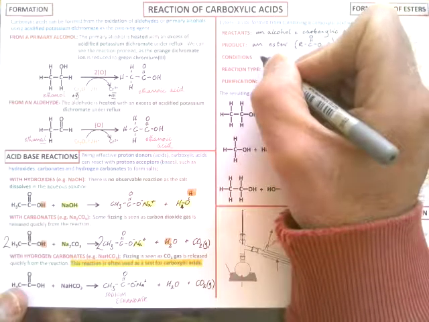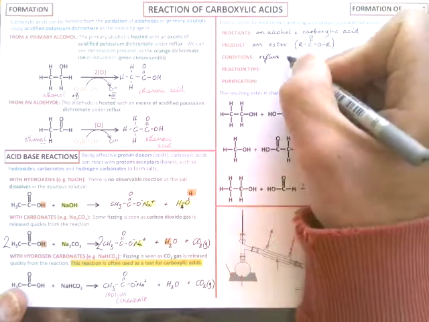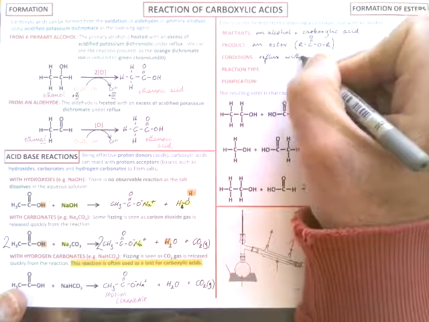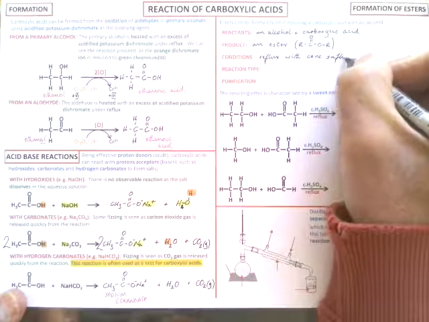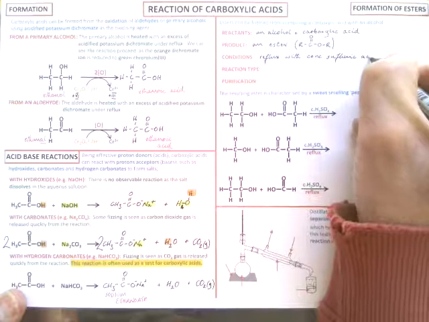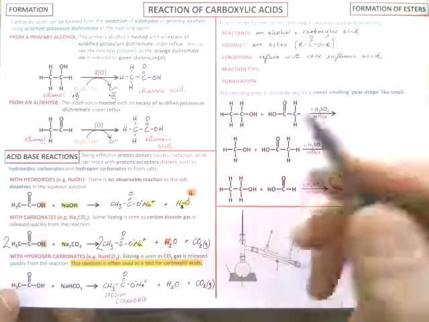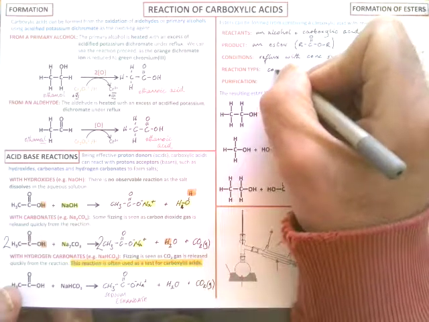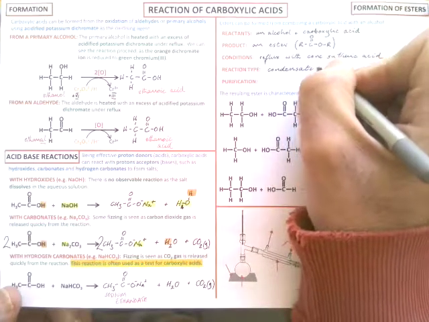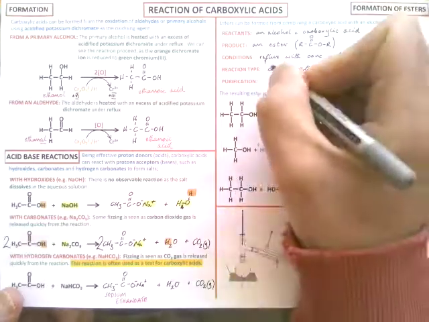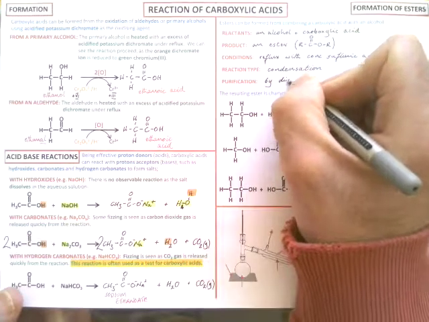Conditions to get this to happen: reflux the alcohol and carboxylic acid with concentrated sulfuric acid. Reaction type: because we form water in this process, it's often referred to as a condensation reaction. And the purification of the final product is by distillation. I'll talk more about that in a minute.